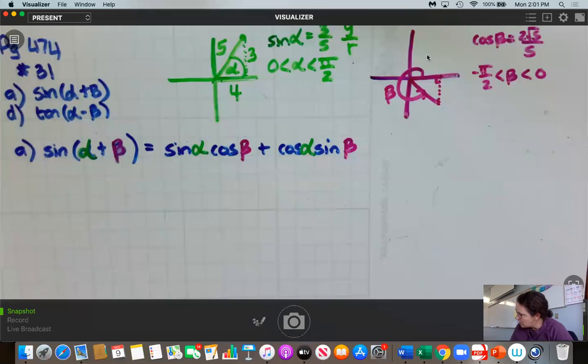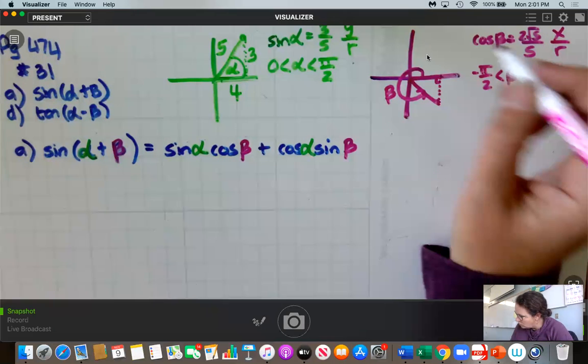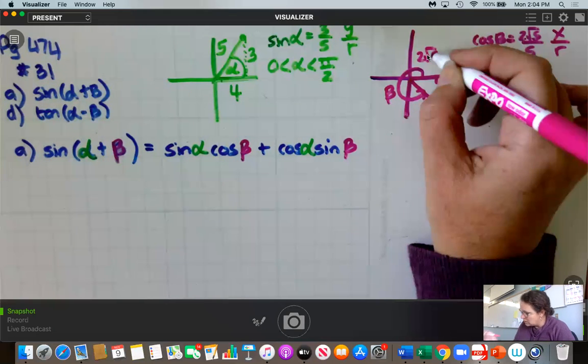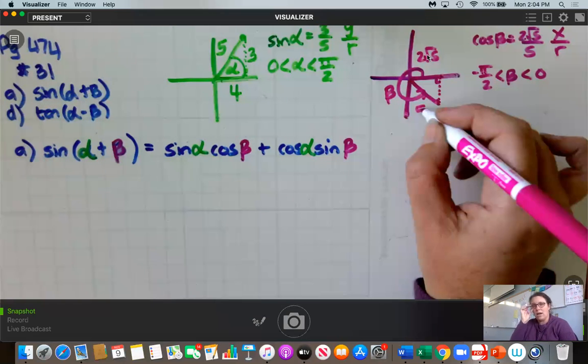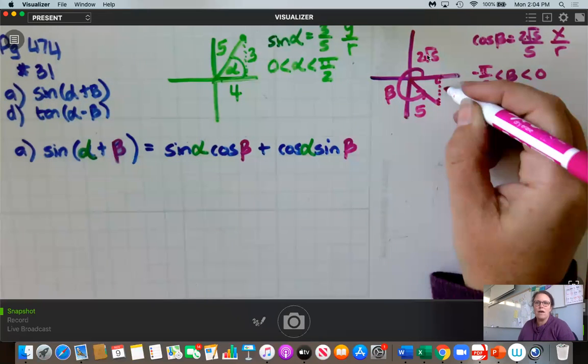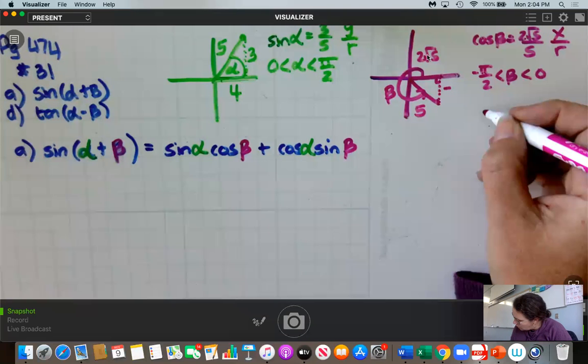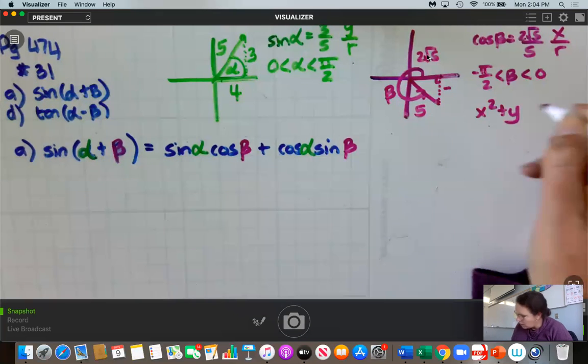This time they're telling me what cosine is. That's x over r. So my x is 2√5. My r is 5. I need to figure out what my y is. Before I actually figure that out, I'm going to notice that I'm in the fourth quadrant, and so I will know my y value is going to be negative. The most common mistake that people make with these is that they forget about the negative. So let's go ahead and use the Pythagorean theorem to figure out what that y value is.